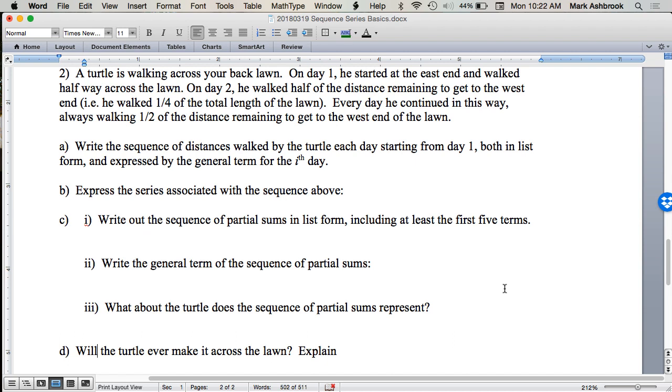So I want you to write a sequence of the distances walked by the turtle each day. Express it as a series. We're going to do the sequence of partial sums, the general term. Go, you can do it. So this, we can finish this today. We can do it.